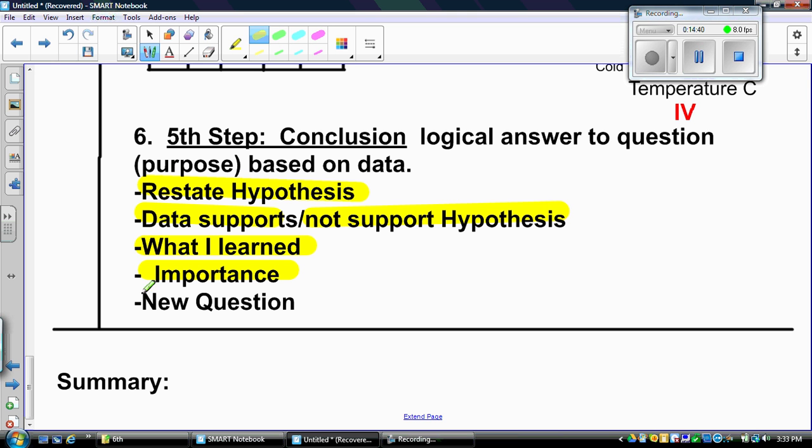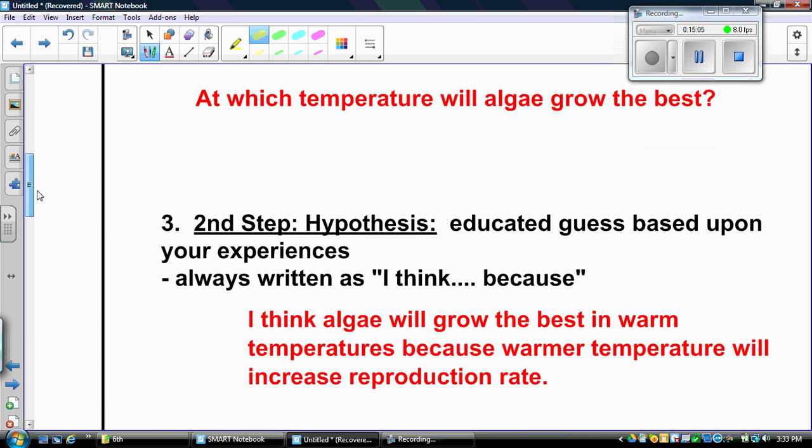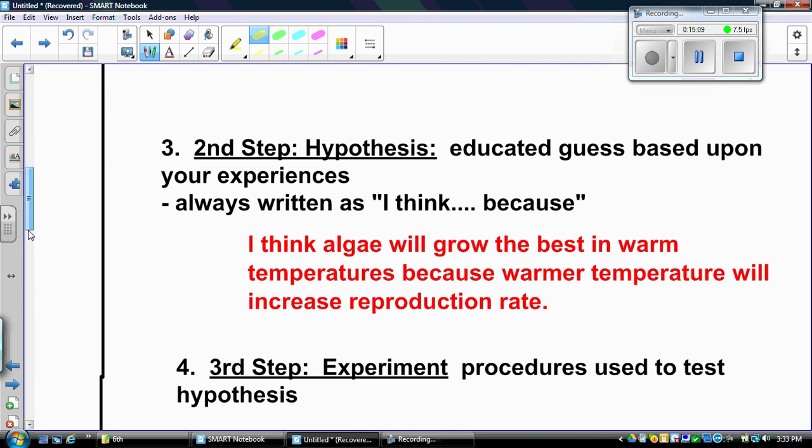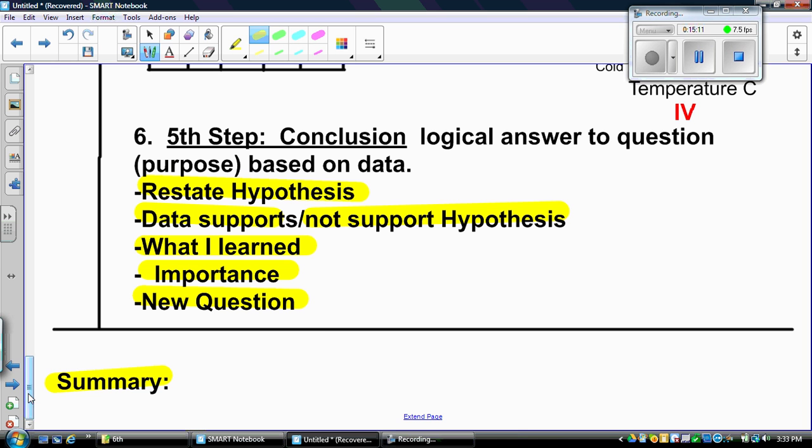And then the last thing in the conclusion, you always come up with a new question. So what's something else you want to know? It could be about algae, it could be about the scientific method, but it's a new question that you have based on what we've been doing. So that's the last step of the scientific method. And then, of course, I will give you class time. You will be writing a summary. Remember, minimum of 2 sentences that answer this question. Why do we use the scientific method? So you would need to answer that in 2 sentences to be proficient.